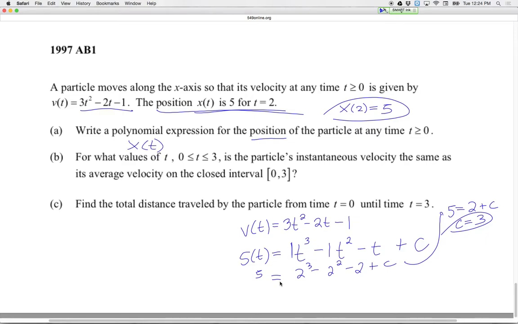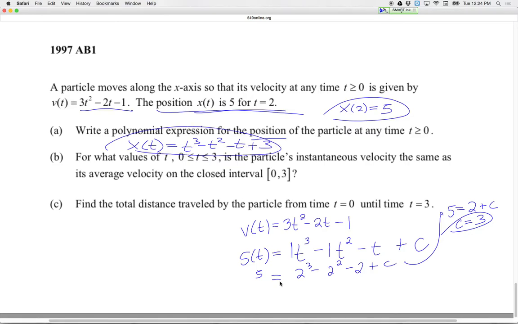They didn't use s. By the way, s or x is acceptable for position. S or x. Sometimes they use y. If they say specifically a particle moves along the x-axis, they'll do x of t for position. If they say the particle moves along the y-axis, they'll do y of t. If they don't tell you what axis they're on, they'll use s of t. Okay? X of t is equal to, what was the equation? T cubed minus t squared minus t plus what? 3. There you go. There's your position equation.